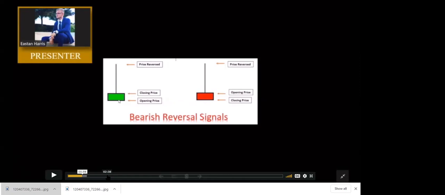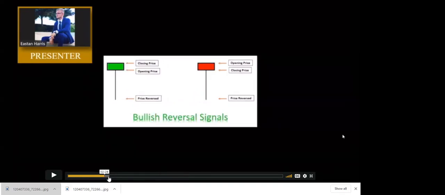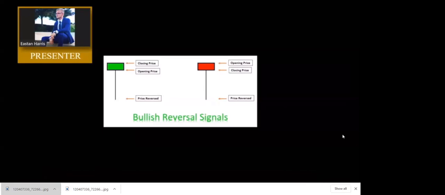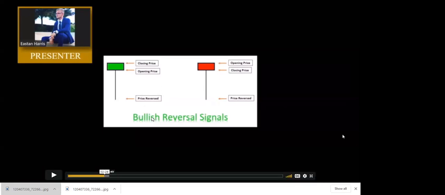All right, so here, bullish reversal signals. Here, this is where price opened and came all the way down to here, and price reversed, and price closed at the top. This is considered a bullish reversal signal. For bullish reversal signals, the body is at the top. For bearish reversal signals, the body is on the bottom and the wick is at the top.